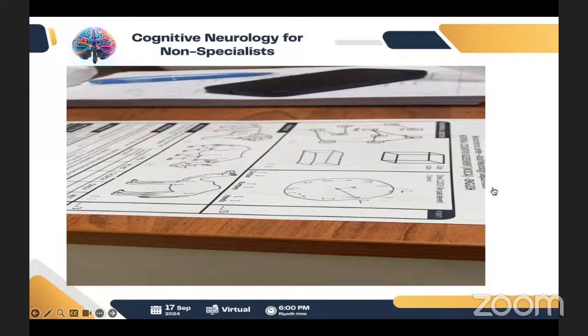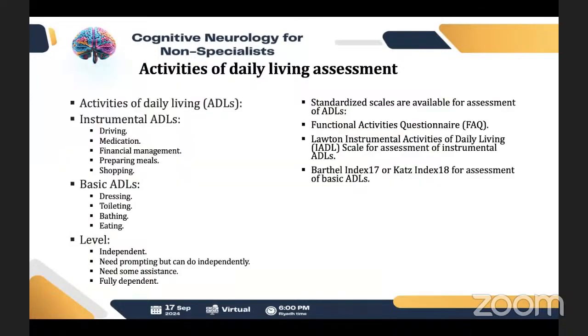So the problem here is when she placed the numbers, she placed some of them inside the contour and some of them outside the contour. So this is considered wrong. However, the numbers are correct. She placed them from 1 to 12. And here, back to Dr. Roa, she will talk about the other assessment tools. Thank you.